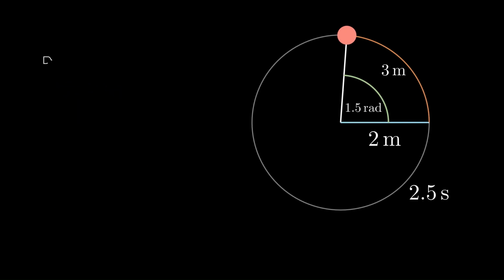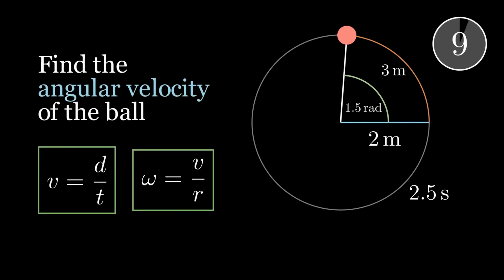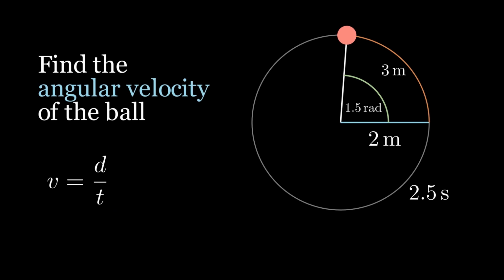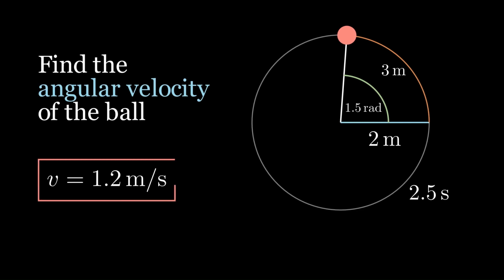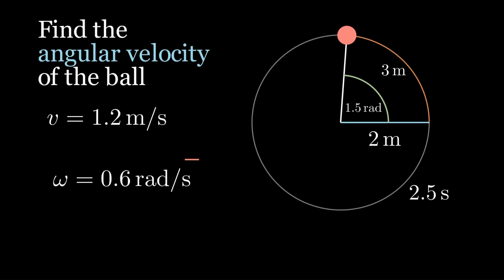Now, looking at the second part of the question, try to find the angular velocity. Using the first formula to find the ball's velocity, we substitute in 3 for the arc length and 2.5 for the time period. This gives us a velocity of 1.2 meters per second. Next, we calculate the angular velocity by filling in the second formula with the values for the velocity and the radius, giving us an answer of 0.6 radians per second.